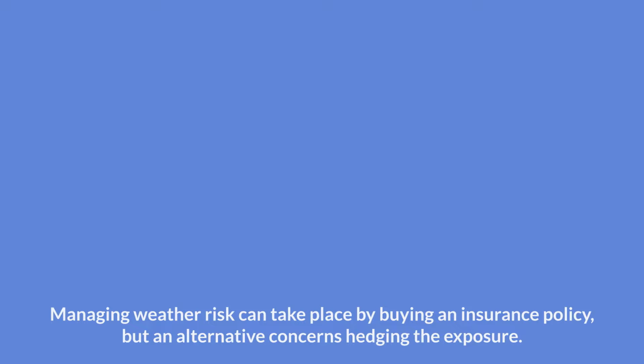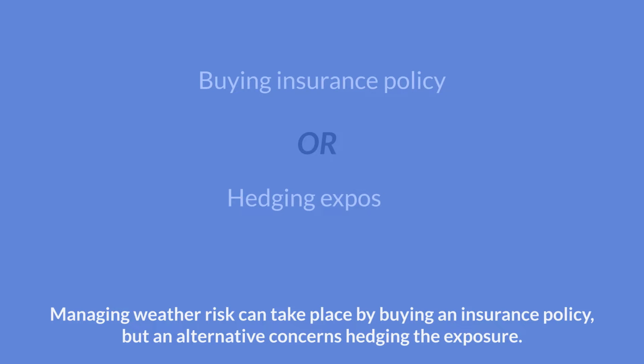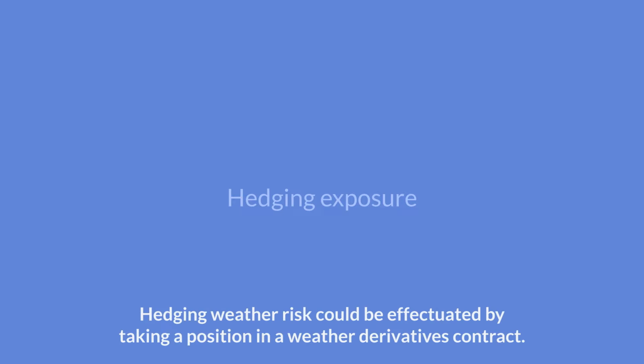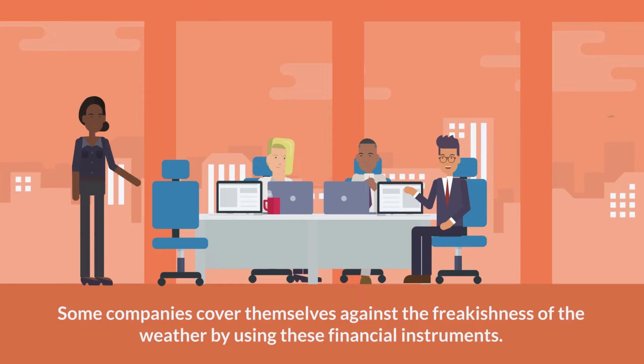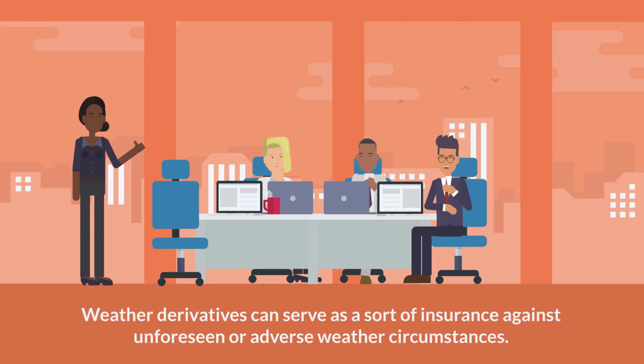Managing weather risk can take place by buying an insurance policy, but an alternative concerns hedging the exposure. Hedging weather risk could be effectuated by taking a position in a weather derivatives contract. Some companies cover themselves against the freakishness of the weather by using these financial instruments. Weather derivatives can serve as a sort of insurance against unforeseen or adverse weather circumstances.